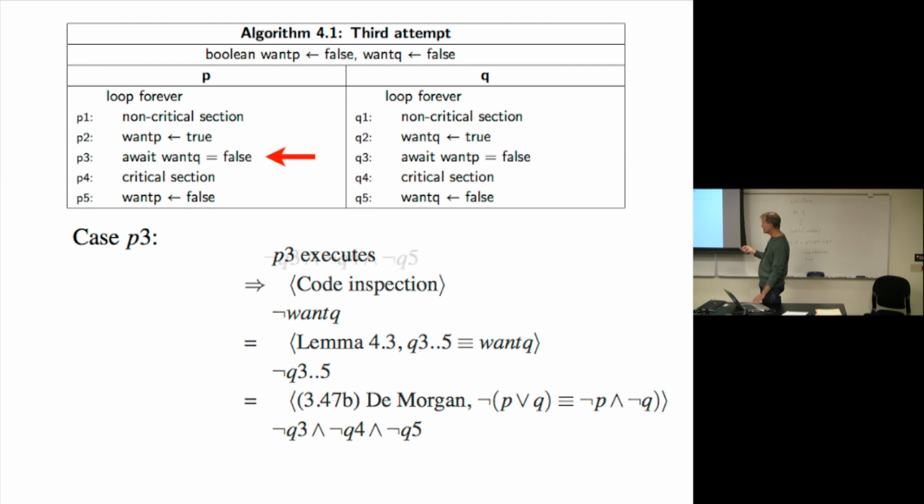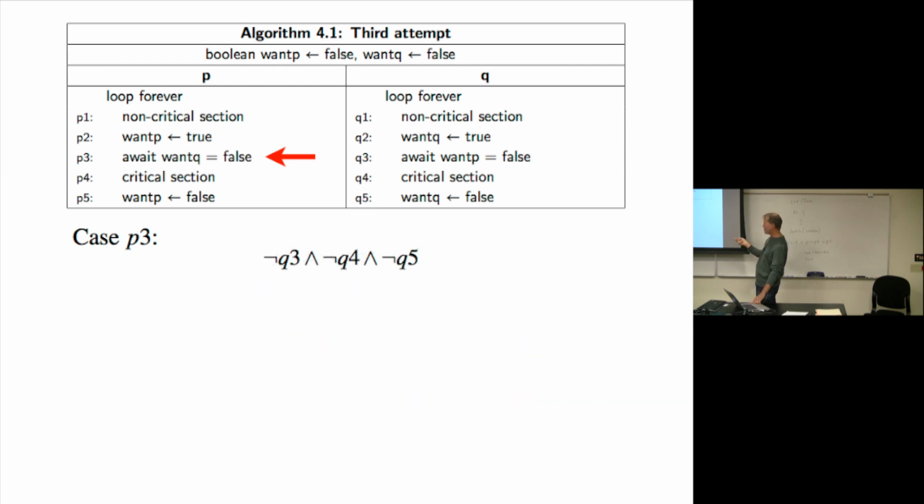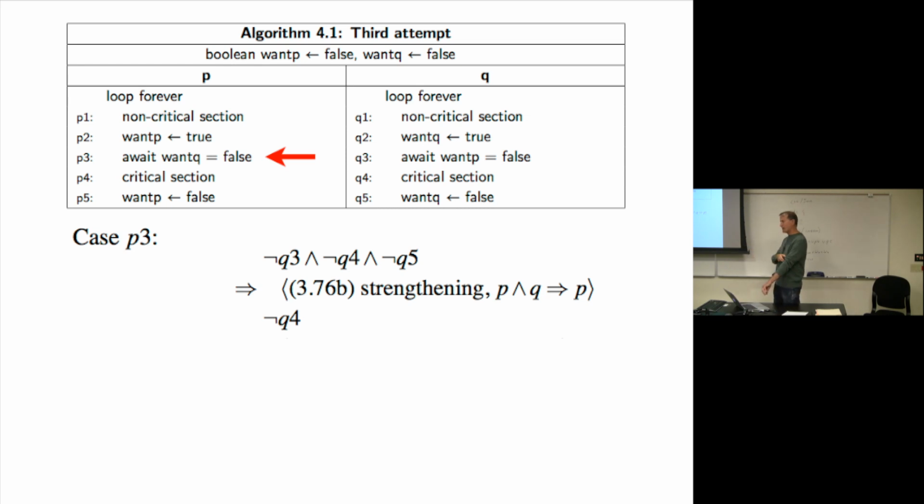Not Q3 and not Q4 and not Q5. But what does this imply? It implies just one. Can't we use strengthening? Doesn't this imply just one of them? Which one do we want it to imply? So this implies, by strengthening, which one are we interested in? Okay, so not Q4. Is everybody with me on this?